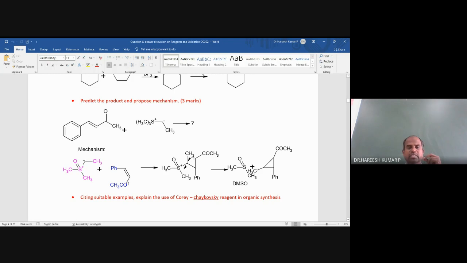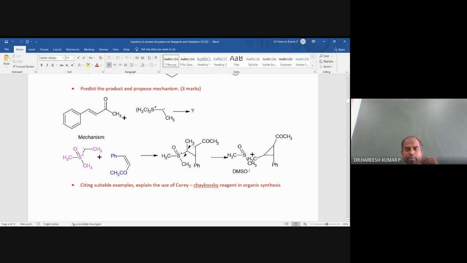So what it means? It means that if there are alpha beta unsaturated carbonyl compounds, in such cases the halide reacts with the double bond, but not the carbonyl oxygen. That's what you need to remember. So the product is a cyclopropane derivative, but not the epoxide. That's what you need to remember.